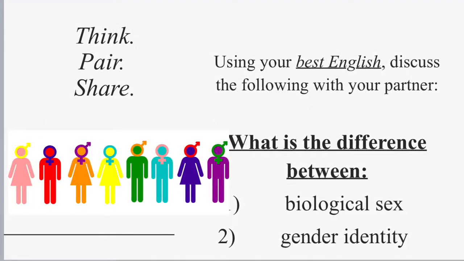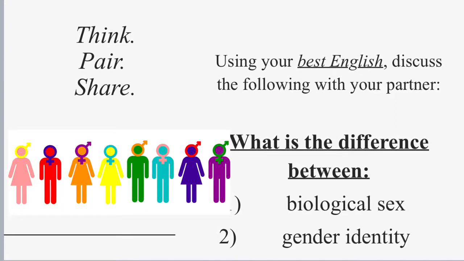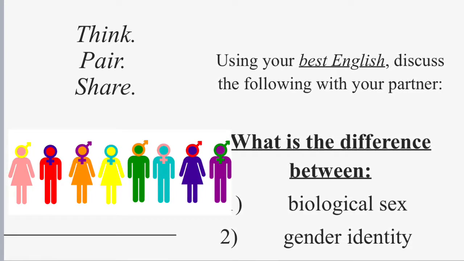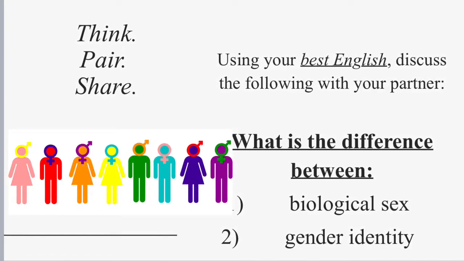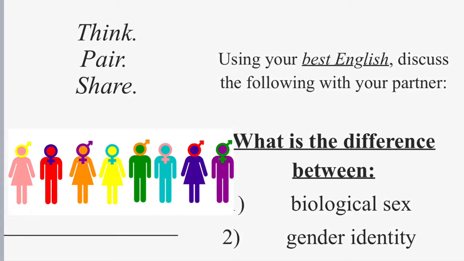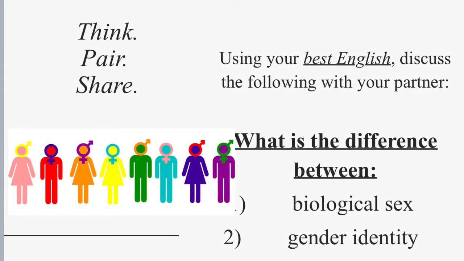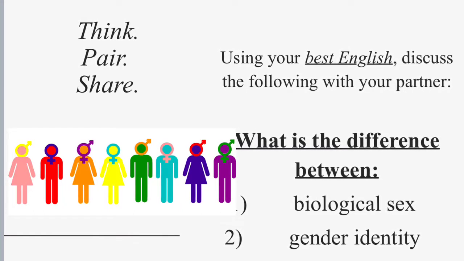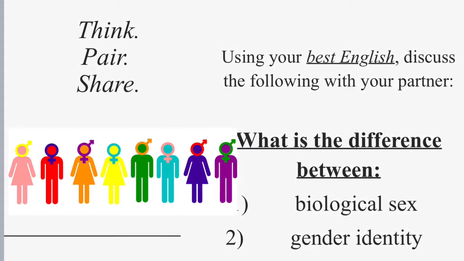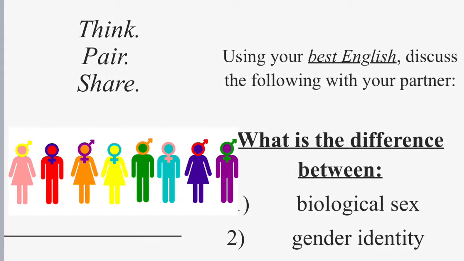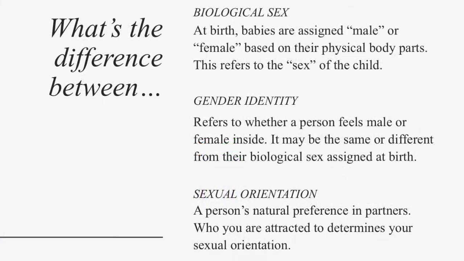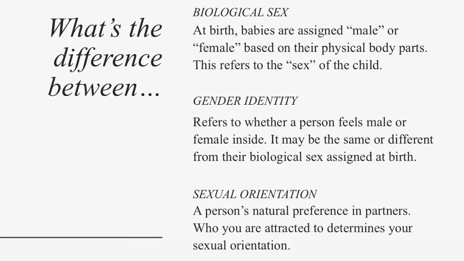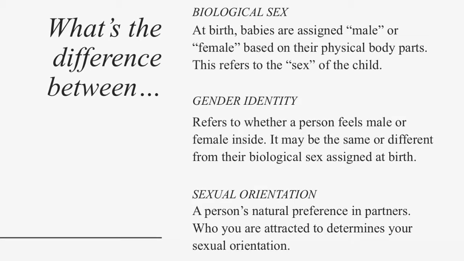Earlier I mentioned ideas regarding sex and gender identity. We're going to be talking about that now. I would like you to talk to somebody around you who is also watching this video, or take a few minutes to consider by yourself what the differences are between biological sex, gender identity, and sexual orientation. Hopefully you've taken some time to think about or consider or possibly even verbally discuss with a partner what the differences are between biological sex, gender identity, and sexual orientation.